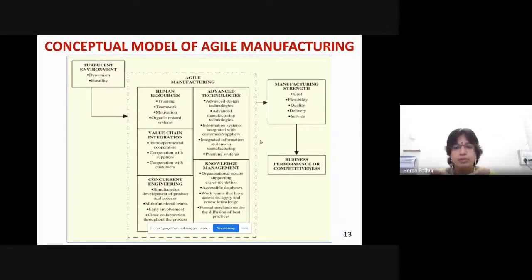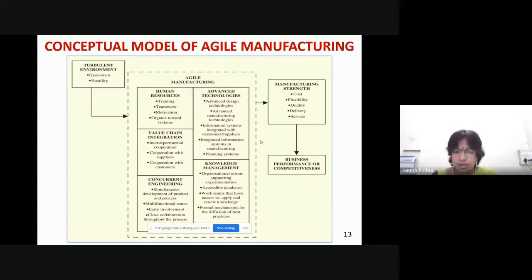You will be able to enhance your productivity, increase the quality of the component, and meet the present day market trend. Then, knowledge management. The organization should have knowledge management. How exactly are your organizational norms supporting experimentation, if you want to have a new launch of a product? We have to think about that. Then working teams: how exactly are these teams collaborating? You can have a brainstorming session in each and every session, but continuously we cannot have.